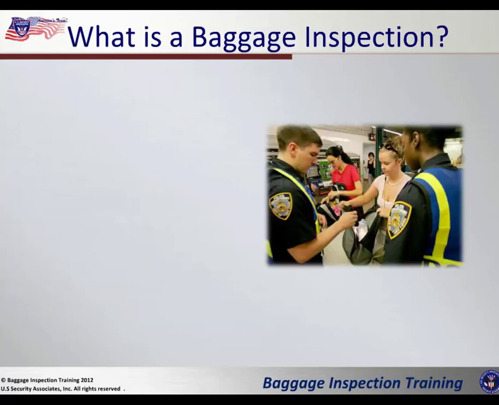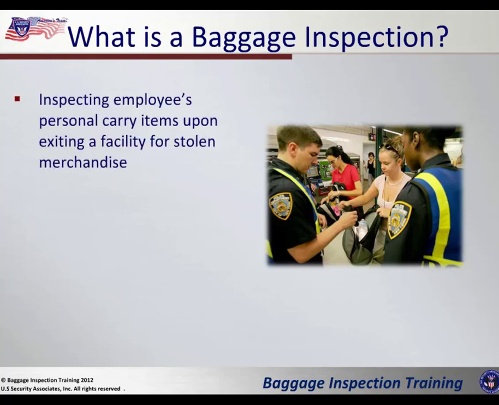First, let's define the term baggage inspection and discuss its basic purpose. A baggage inspection involves inspecting employees' personal carry items upon their exiting the facility each day so that we can check for stolen merchandise. The basic purpose is to deter or prevent internal theft. By having a checkpoint set up at employee exit, we can prevent or deter potentially dishonest employees from attempting to steal merchandise in the first place or to catch them if they do.